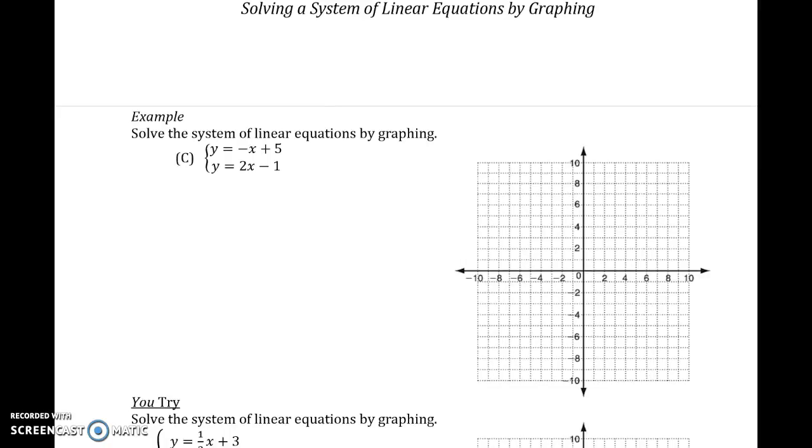Finally, let's look at our first method for solving. We're going to be solving by graphing. So this gives you a visual which shows you what I was talking about earlier. This is going to be the point of intersection.